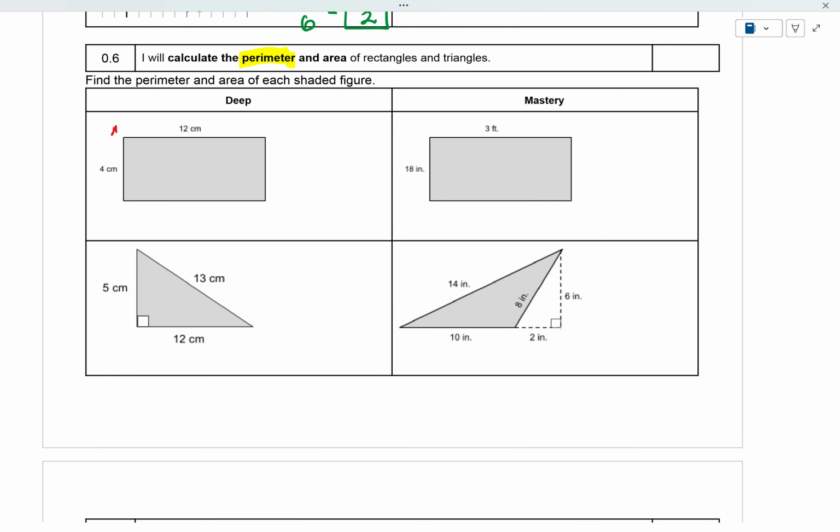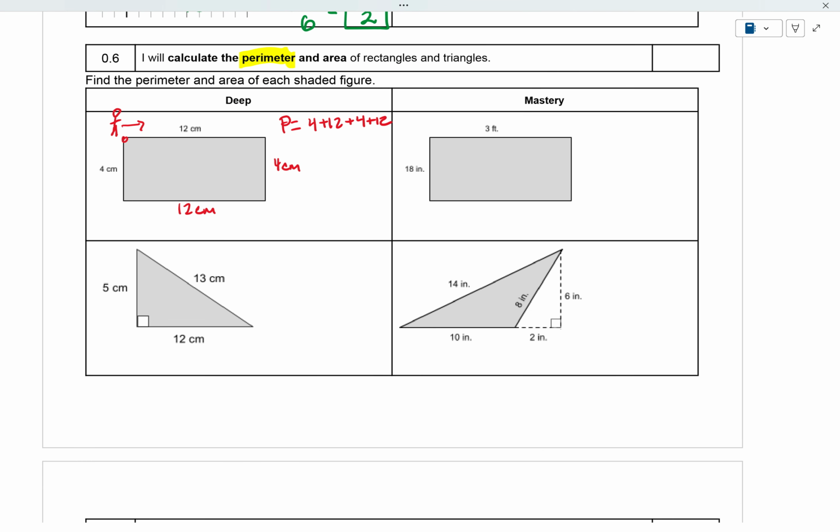So for example, if you were here in this top left of the rectangle and I said, run around the perimeter of this rectangle, you would say, oh, you're gonna run 12 centimeters, and then 4 centimeters, and then another 12 centimeters, and then another 4 centimeters to get back to your starting point. All right, so our perimeter is simply adding all of the sides around the object.